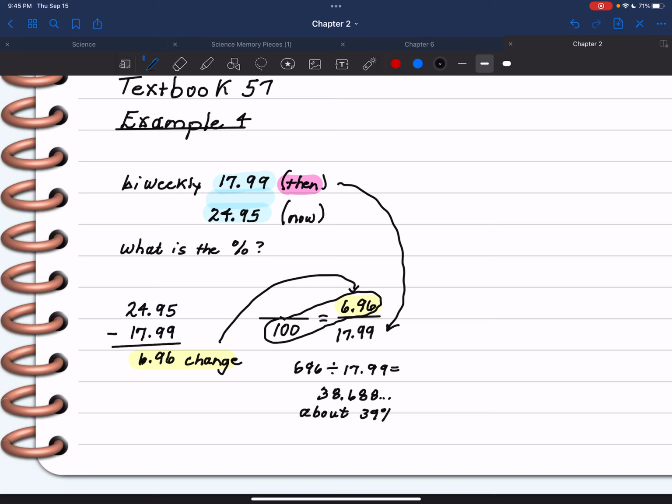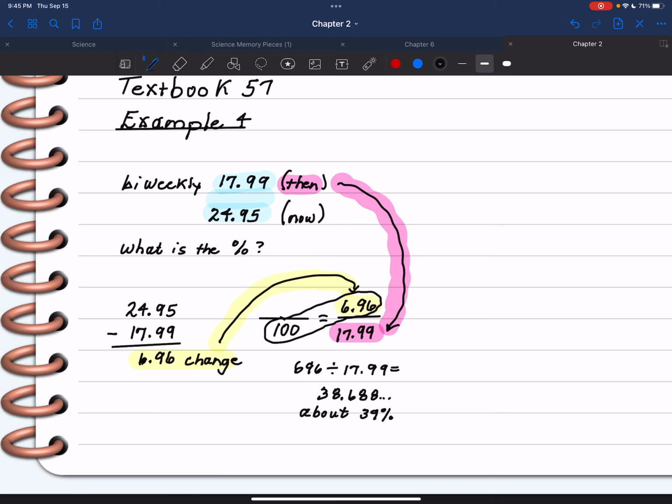Most of the time with percents, you will have to round. But the answer to this question is about 39%. These work the same way every time. You just have to know where the pieces go. The then is the whole. The change is always the part. And the 100 is built in.